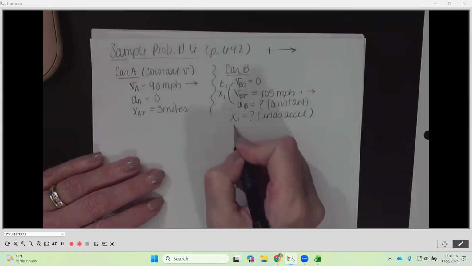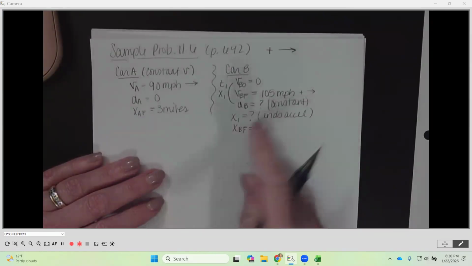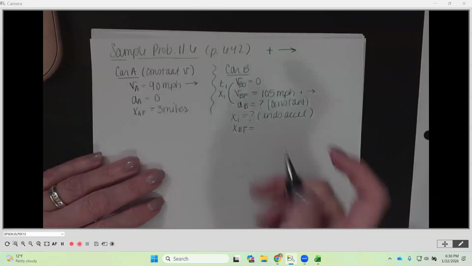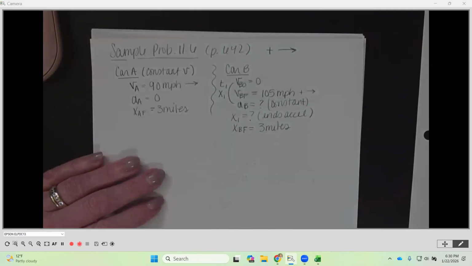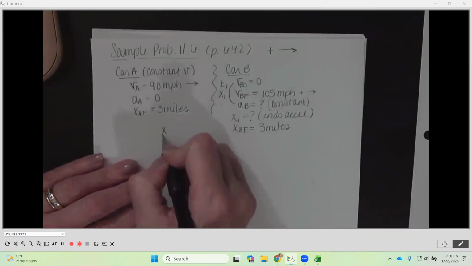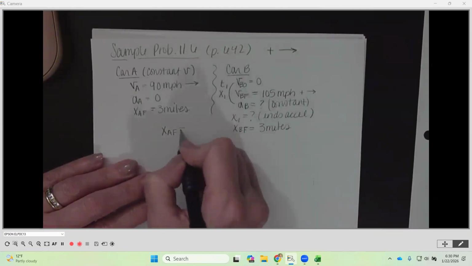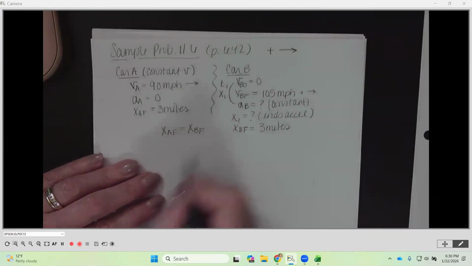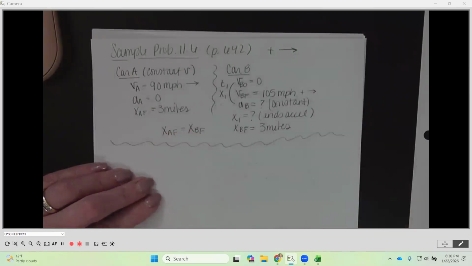And then we also know that the final position is equal to that 3 miles. And that's when it catches up to car A. We can also say the relationship here: the A final is equal to the B final. That's that 3 mile mark. So these are kind of our givens, and a little bit of the finds.